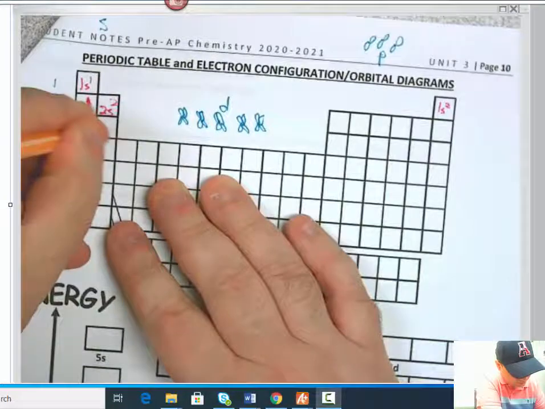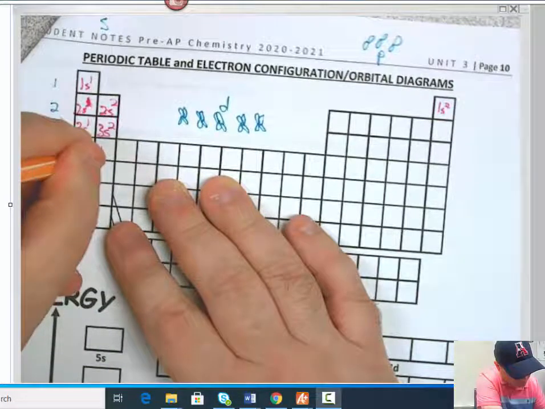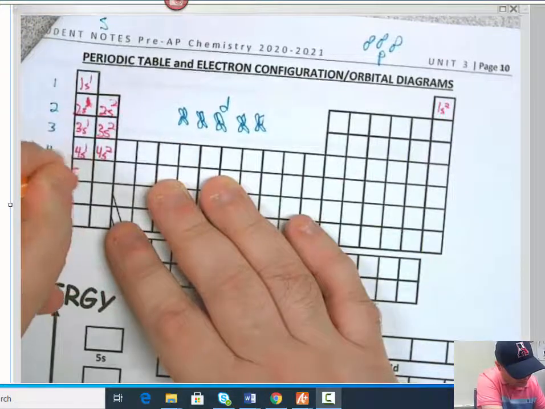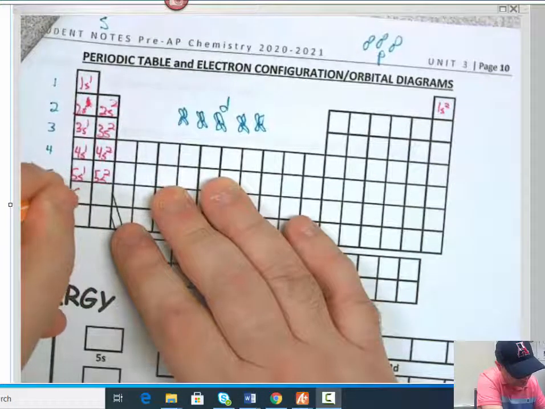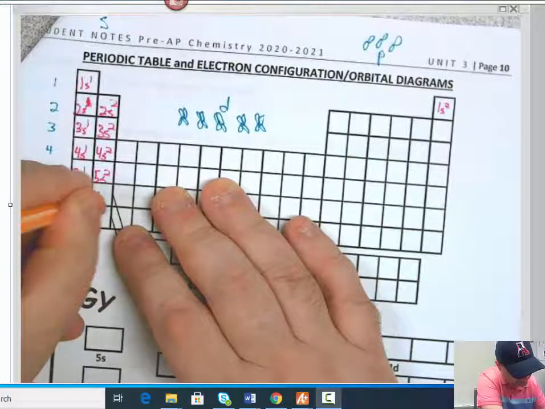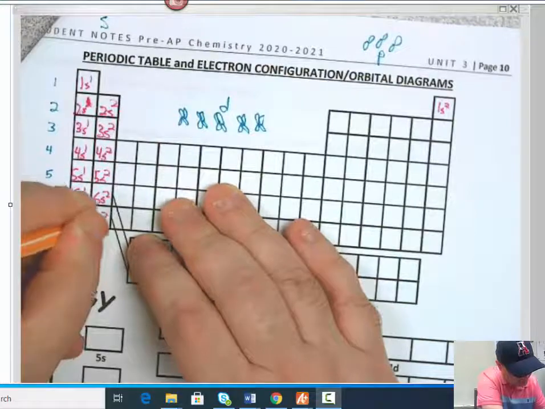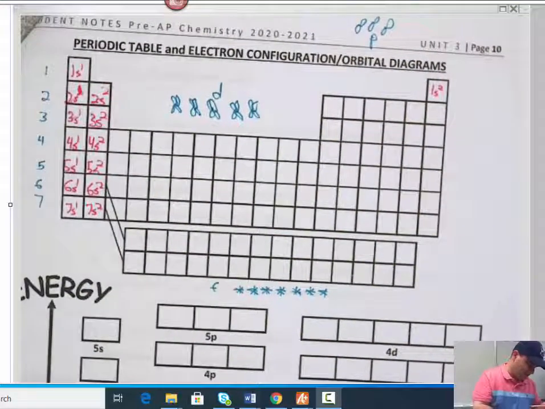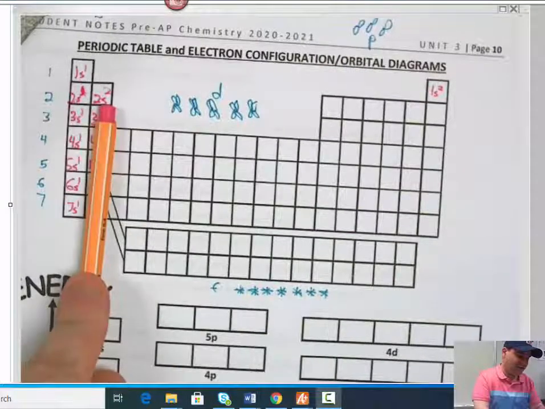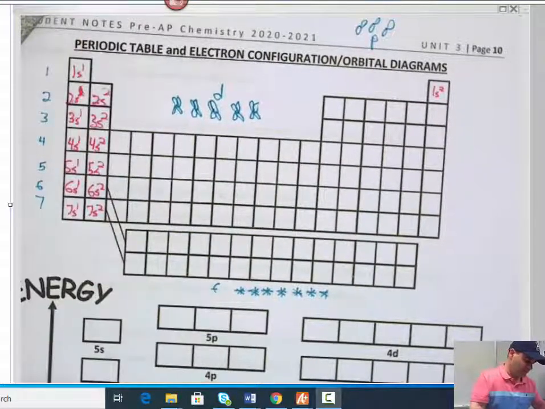3s1, 3s2, 4s1, 4s2, 5s1, 5s2, 6s1, 6s2, 7s1, 7s2. Okay, that is the S block. Notice that it only goes up to 2 electrons because you can only put 2 electrons in the one sphere.